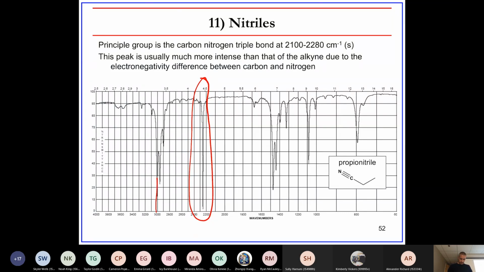We don't see too much else. We see sp3 CH stretch. We don't see any sp. There's an sp carbon here, isn't there? How come we don't see sp-CH stretches, which would be like out here? It's because that carbon doesn't have any hydrogens attached. You need an sp carbon with a hydrogen to see an sp-CH stretch.